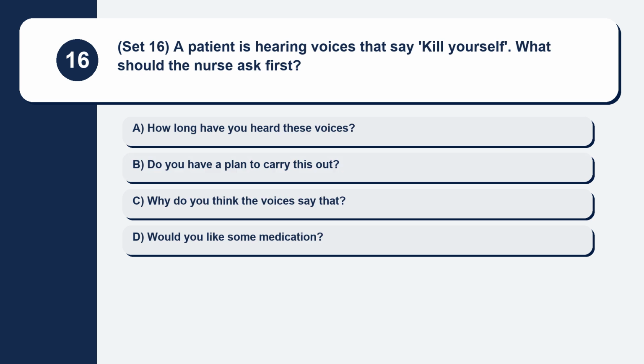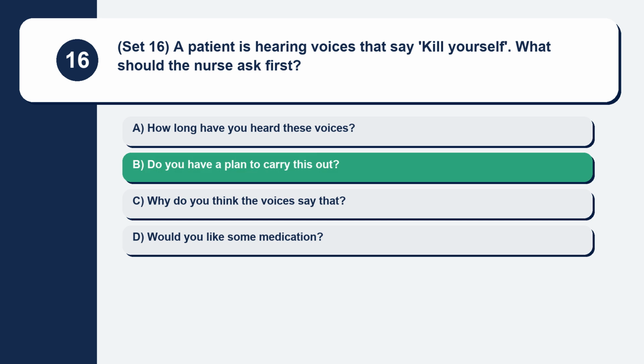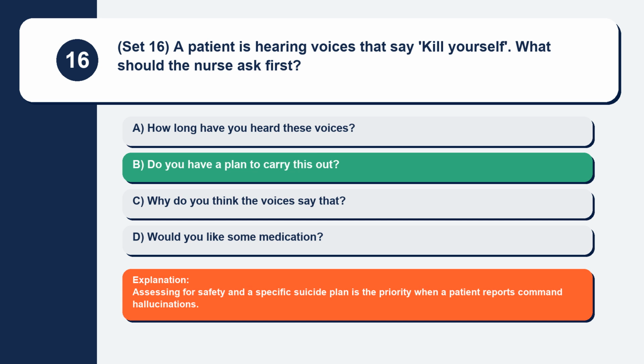Question 16. Set 16. A patient is hearing voices that say, "Kill yourself." What should the nurse ask first? How long have you heard these voices? Do you have a plan to carry this out? Why do you think the voices say that? Would you like some medication? Assessing for safety and a specific suicide plan is the priority when a patient reports command hallucinations.